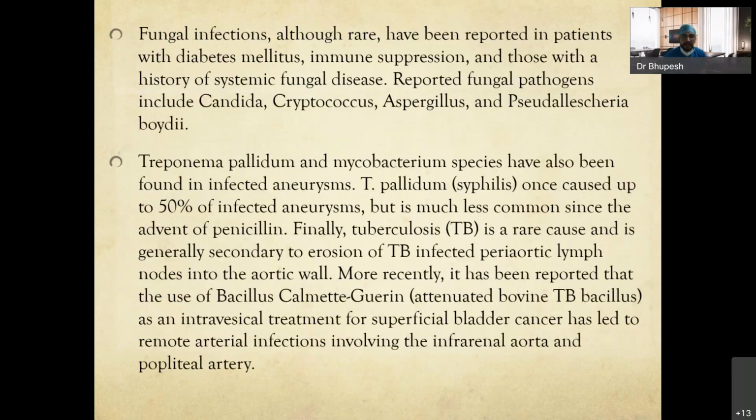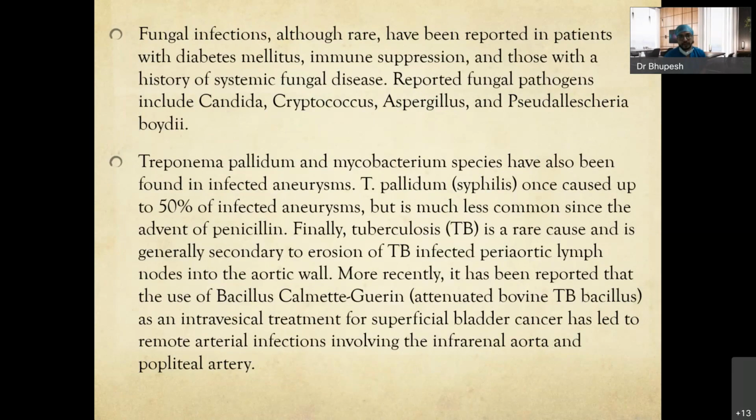So there are some fungal infections also. They are very rare, but also reported, mostly in immunocompromised patients or patients with a history of systemic fungal infection. The pathogens include Candida, Cryptococcus, Aspergillus, and Pseudallescheria boydii. And Treponema pallidum and Mycobacterium species also have been found in infective aneurysm.